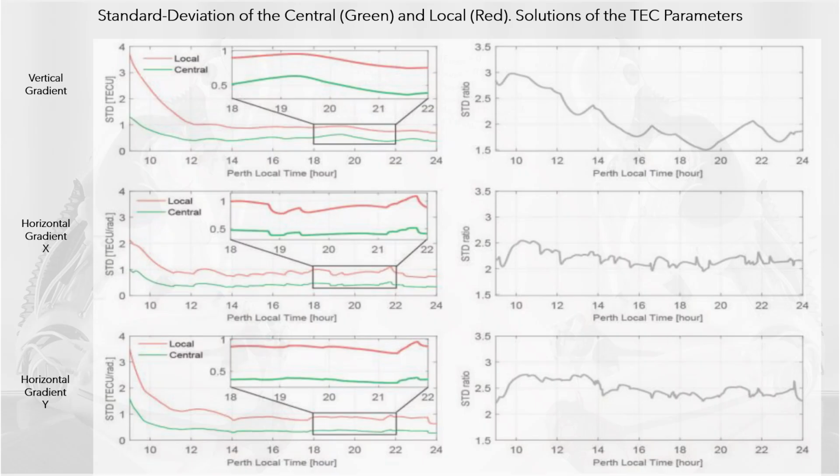Standard deviation of the central, green, and local, red, solutions of the TEC parameters. According to the results in the figure, central TEC solutions significantly outperform their local counterparts in the sense of delivering more accurate results, such as local to central standard deviation ratios being considerably greater than 1.